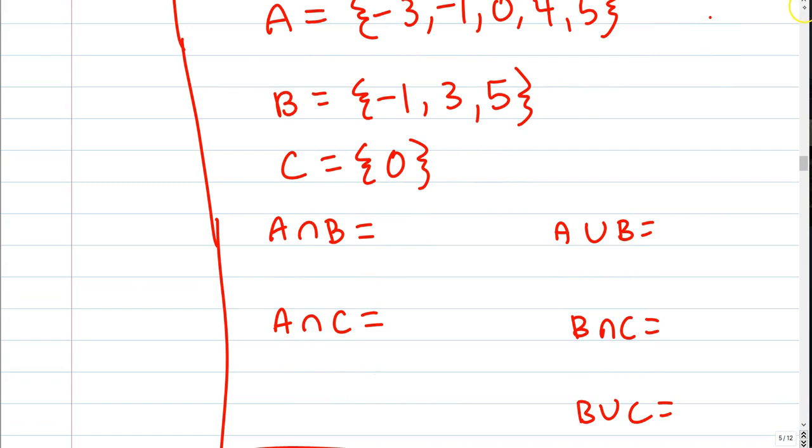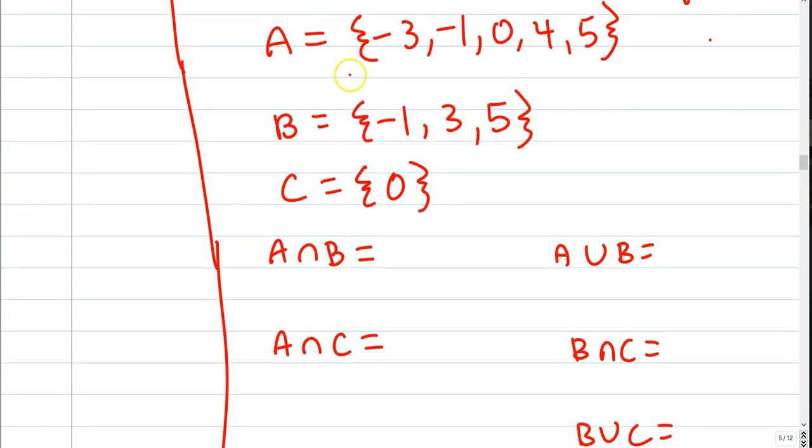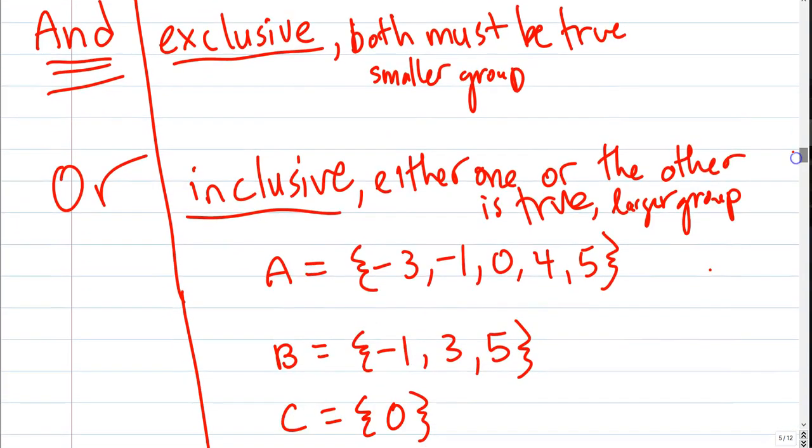Here are three groups. A is a set of numbers: -3, -1, 0, 4, and 5. B is the set of numbers -1, 3, and 5. C is the set containing 0. The first one, I forgot to put the symbols. We'll do that real quick. This is the symbol we use for and. This is the symbol we use for or.